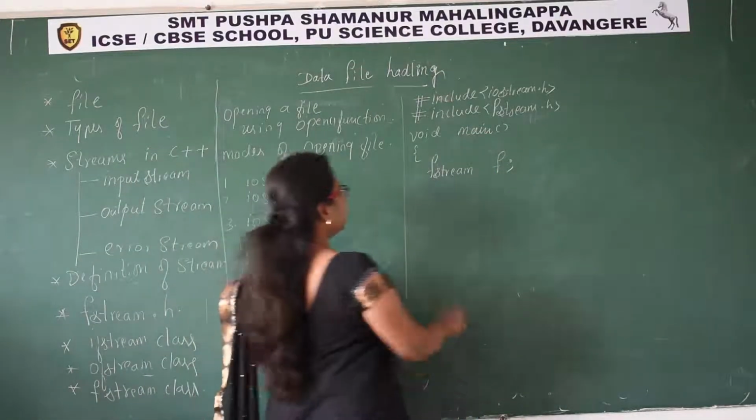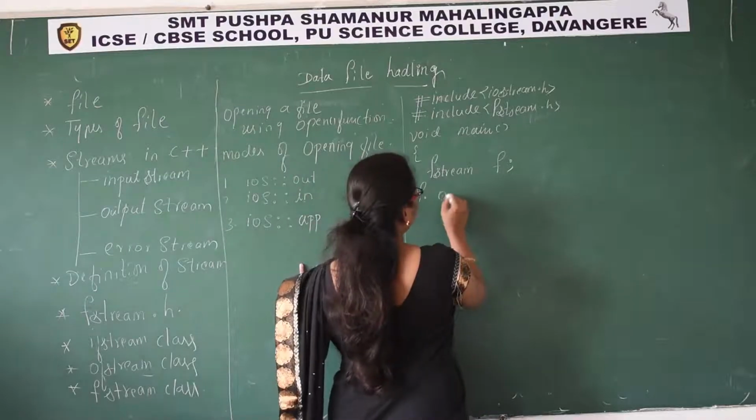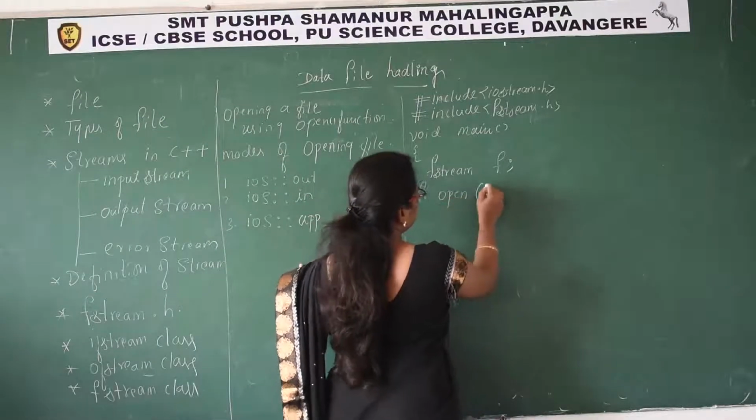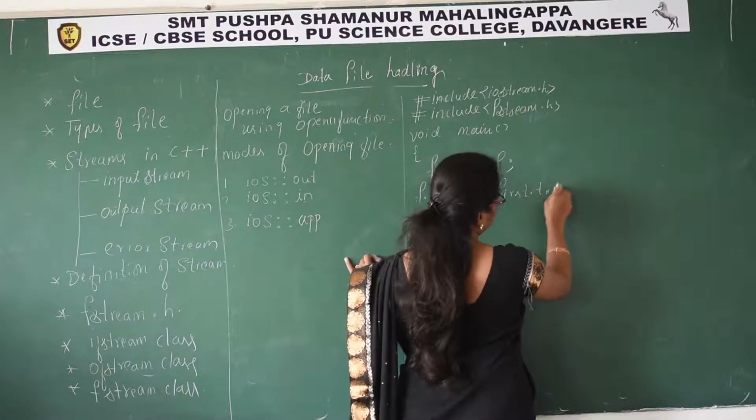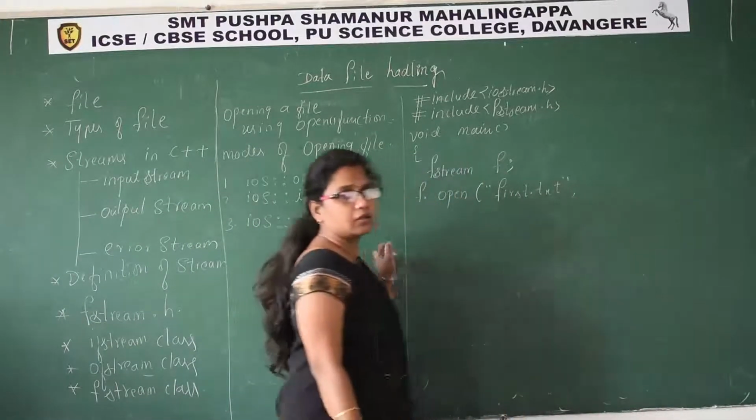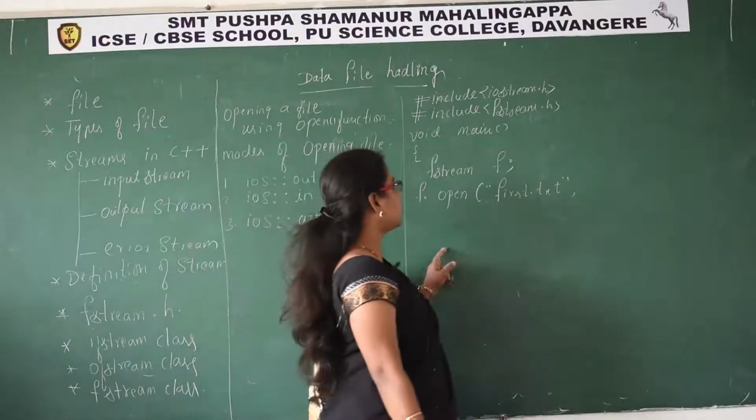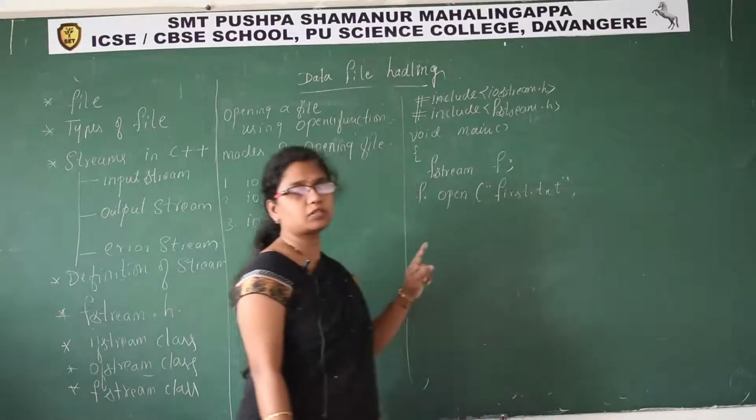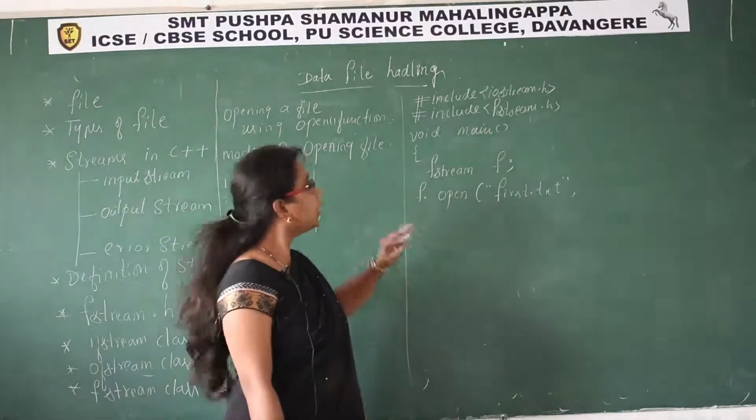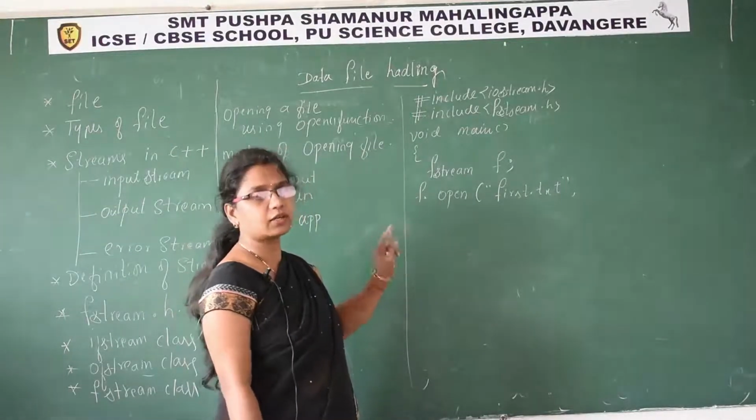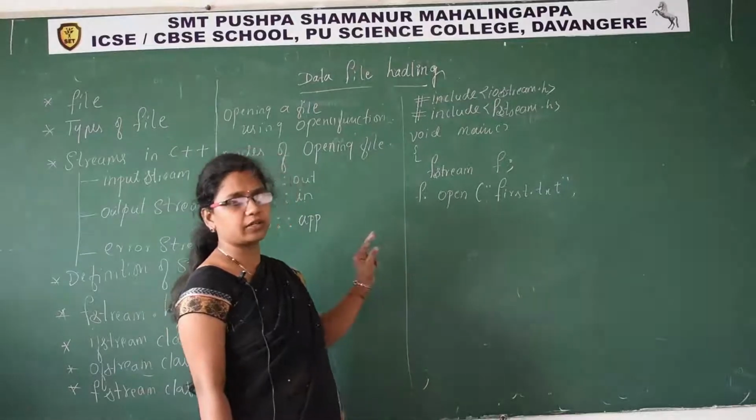So I'll open the file, f.open. What is the name of the file? First.txt. Now I have to mention the mode because fstream supports both file read operation and file write operation. Append is also one type of write operation.